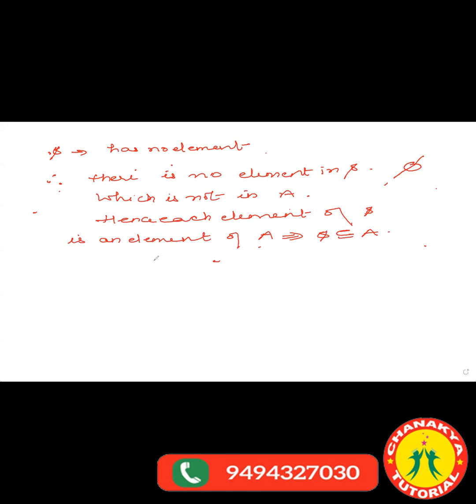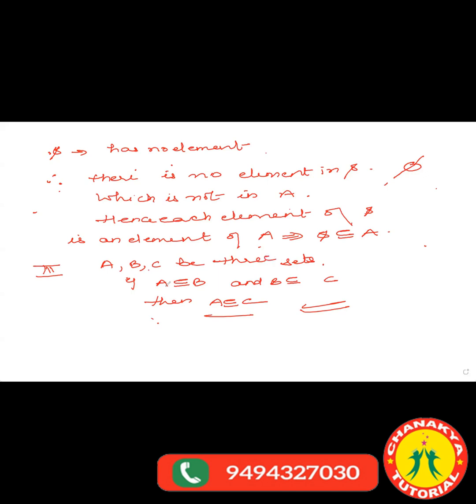Clear? Now the next property: let A, B, C be three sets. If A is a subset of B and B is a subset of C, then A will be a subset of C. This property is quite important, all the properties are important. The second property is that the empty set is a subset of each set. And if A, B, C are three sets, if A is a subset of B and B is a subset of C, this implies A is a subset of C. Clear?